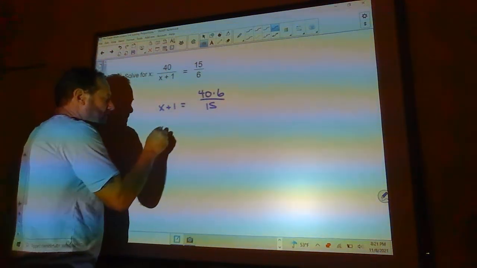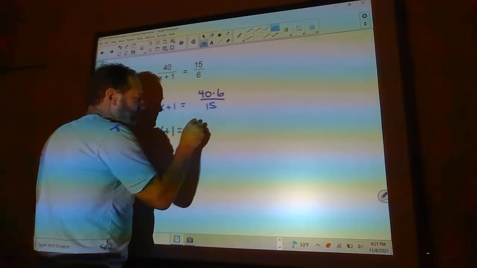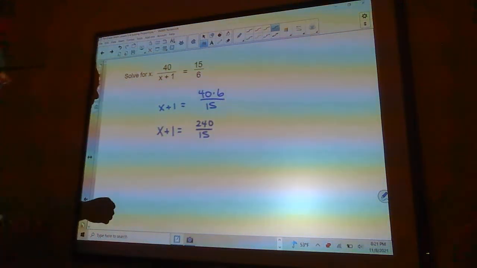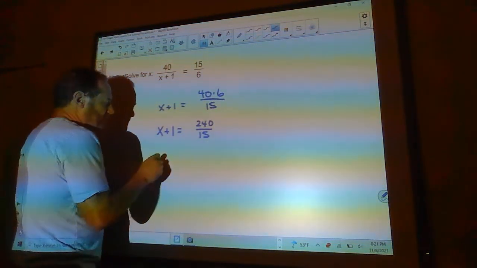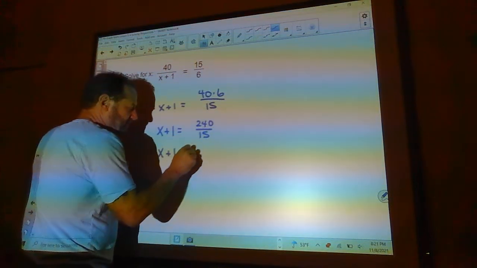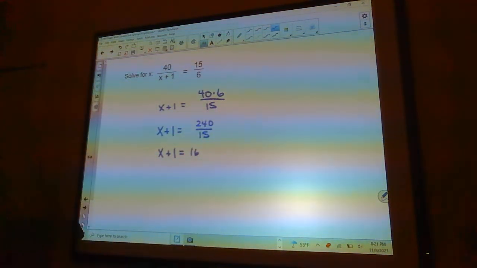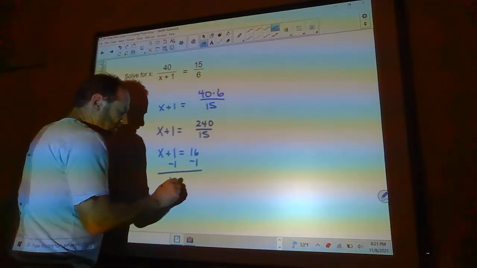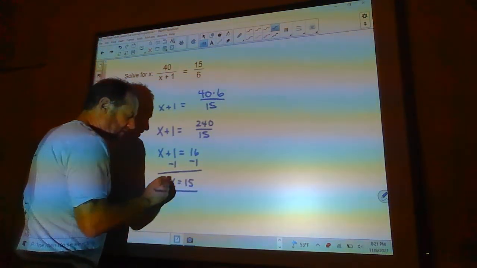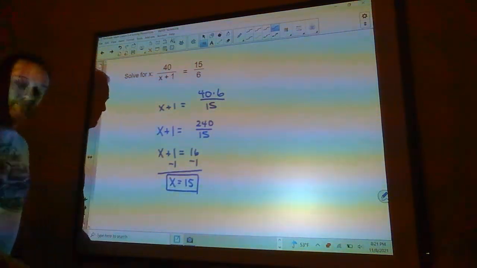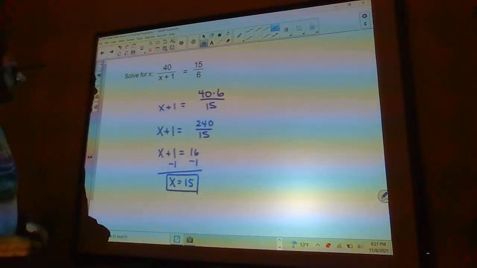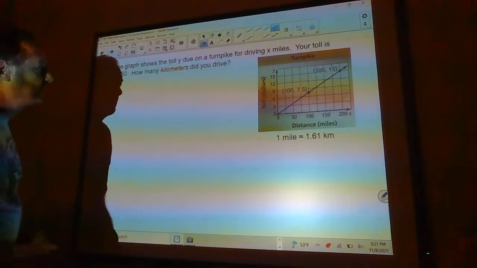And so 40 times 6 is 240 over 15. And let's see, what is that? X plus 1 is going to be 16 then, because 15 times 16 is 240. And now I just have the last step. I just need to subtract 1. And that tells me what x is. X is 15. And I'm done. Okay, so let's move on here.